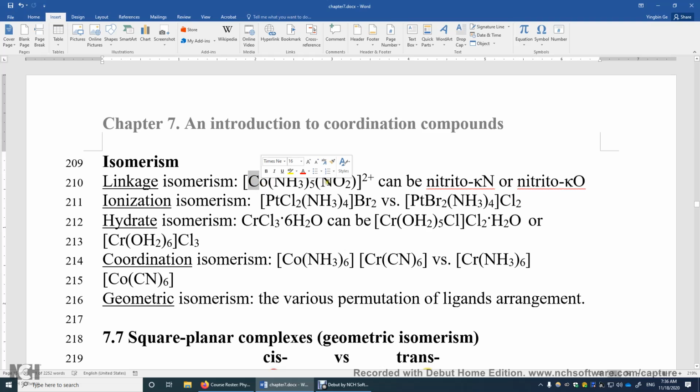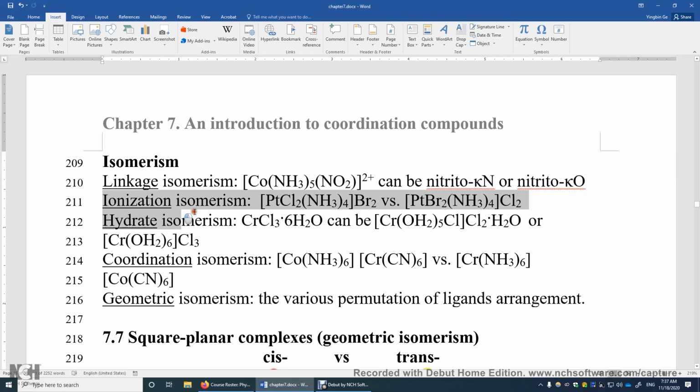cobalt and nitrogen, or between cobalt and oxygen. So we need to specify dash kappa N versus dash kappa O. Dash kappa N means the bond is between nitrogen and the transition metal center. Dash kappa O means the bond is between one of the two oxygen atoms and the transition metal center.